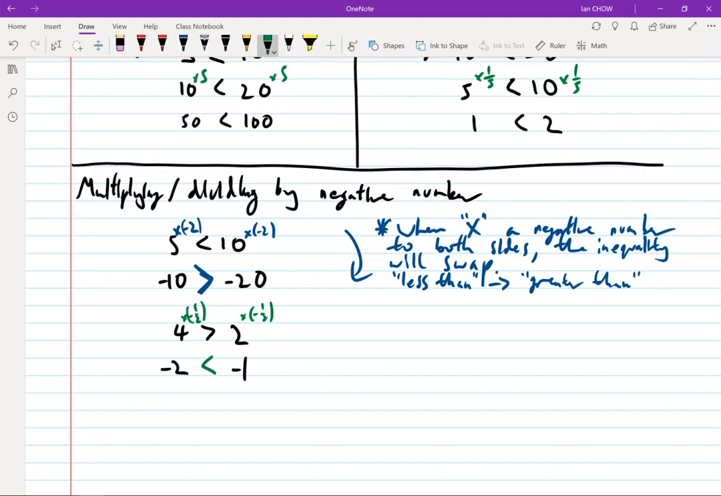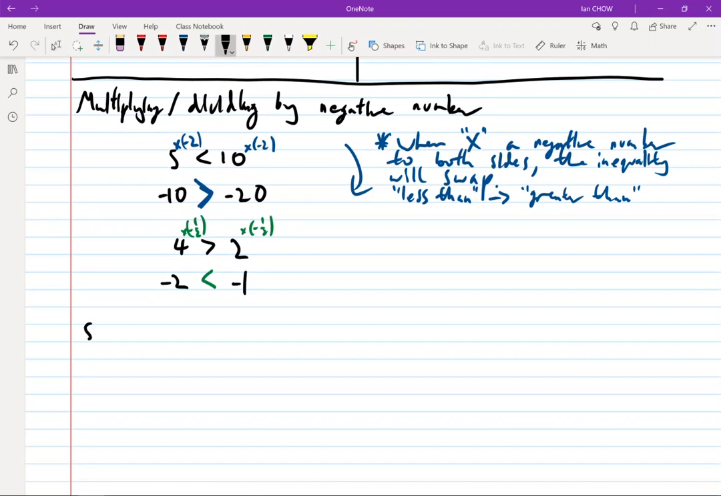Okay, so when it comes to multiplying and dividing by a negative number, we need to swap the inequality. So let's go straight into an example of solving inequalities by multiplying and dividing.